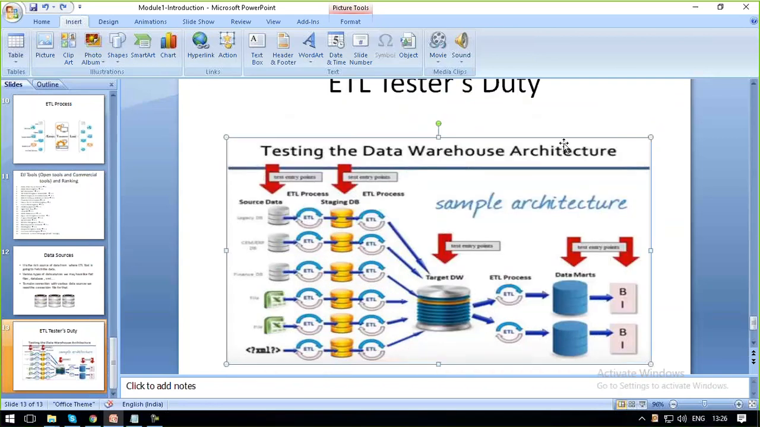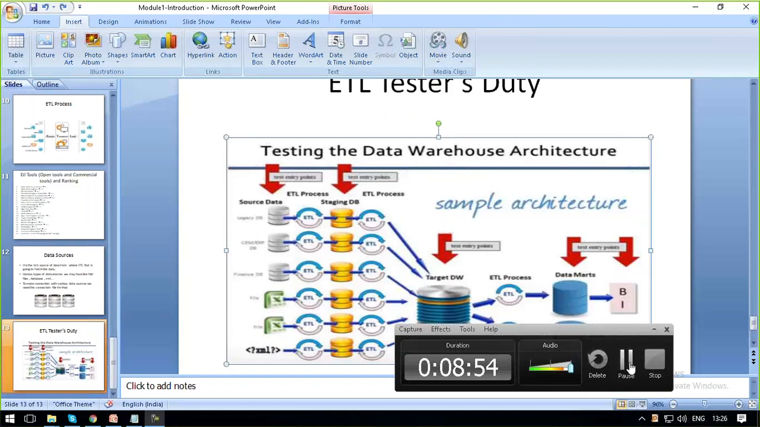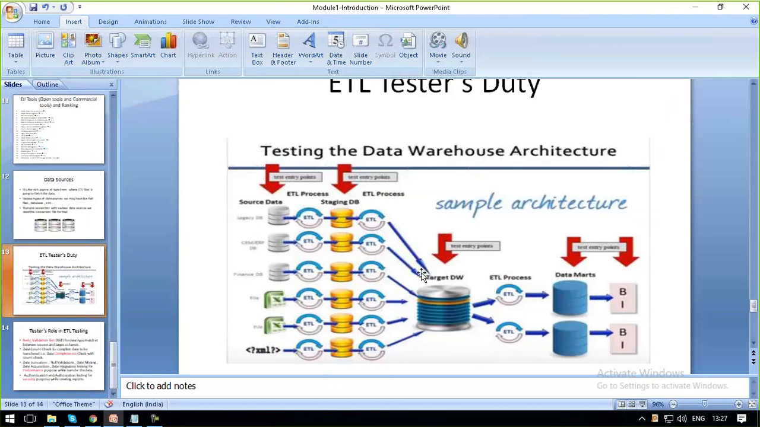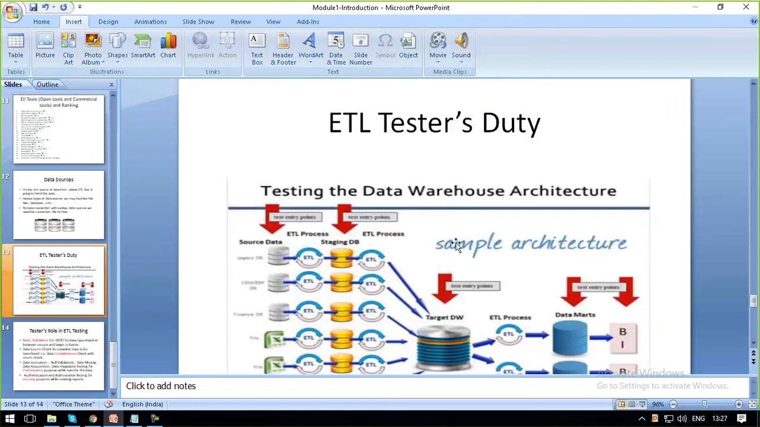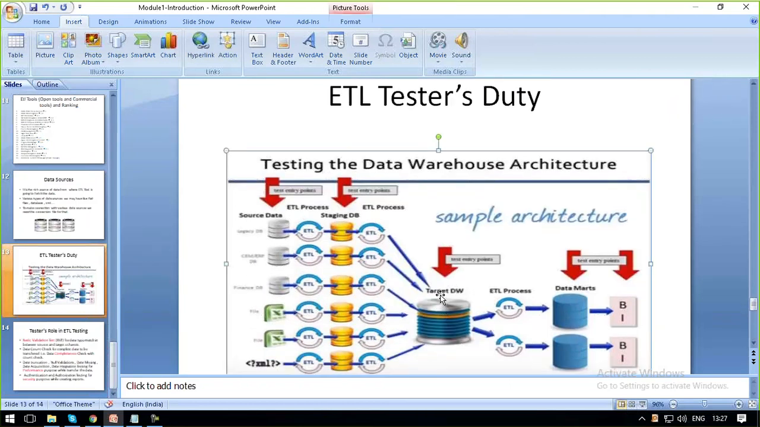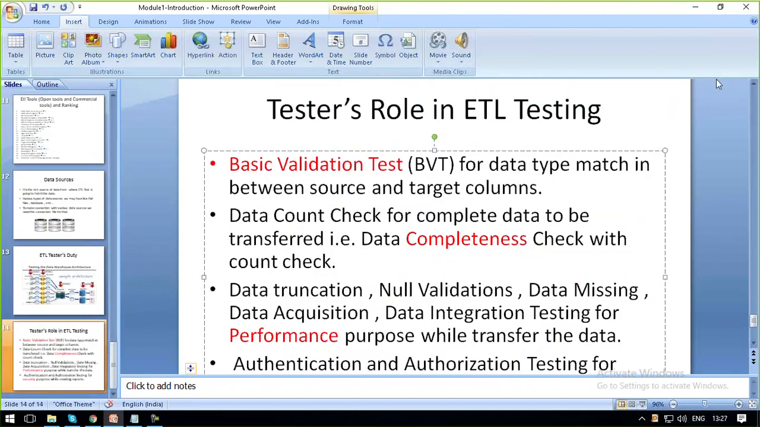If I have a data warehouse, surely we need to test that data warehouse. This testing can be done on our target data warehouse. All such kinds of testing which need to be done on the target data warehouse are here. That is the basic validation test, the very first step.